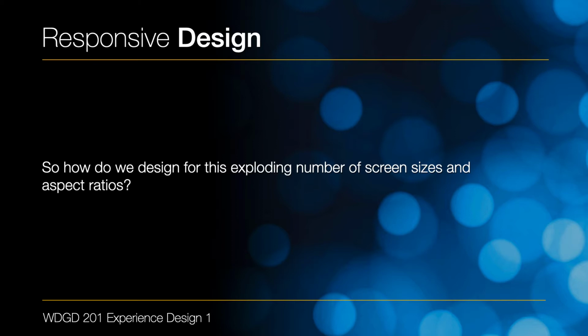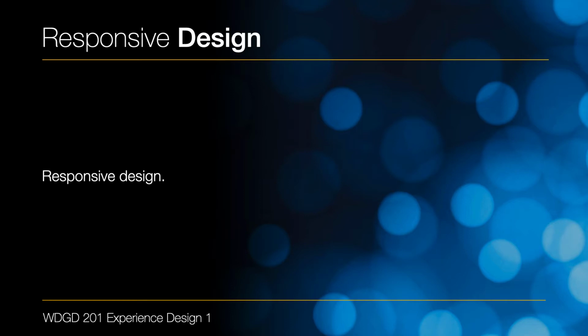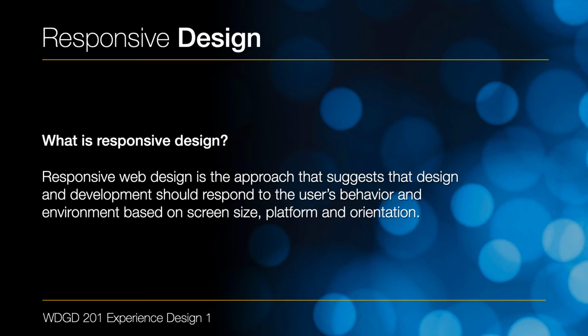So, how do we design for this exploding number of screen sizes and aspect ratios? Well, what we do now is something called responsive design. And as the name would indicate, what is responsive design? Responsive design means the site responds to the size of your screen. Most notably, the width of your screen. The height can be important as well. If you want a full bleed image or something, you need to take into consideration the height of the screen. But for the most part, it's the width. So the website calculates the width of the viewable area and displays content based on that width.